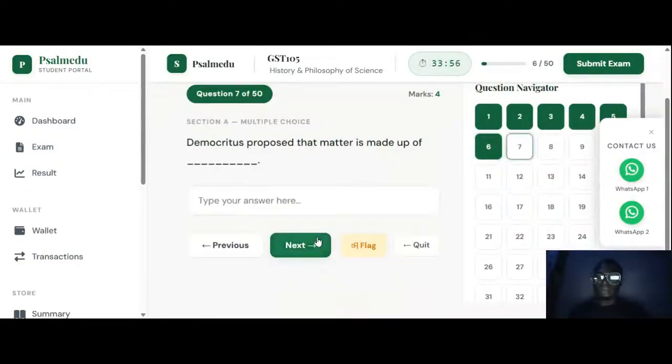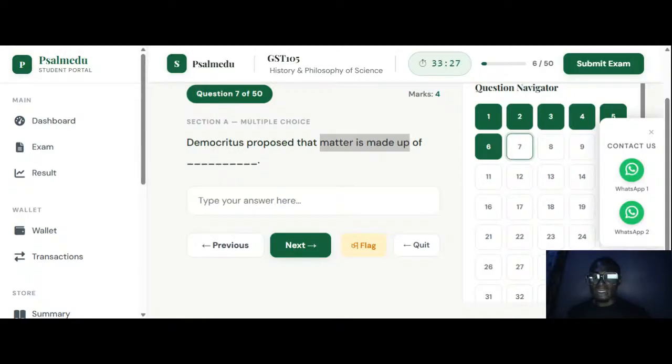Then next, Democritus proposed that matter is made up of dash. Matter is made up of dash. What is matter made up of? I know all of us should, let me not generalize, but I want to believe that the majority of us should know the meaning of matter by now, because even in your elementary science you did the meaning of matter.